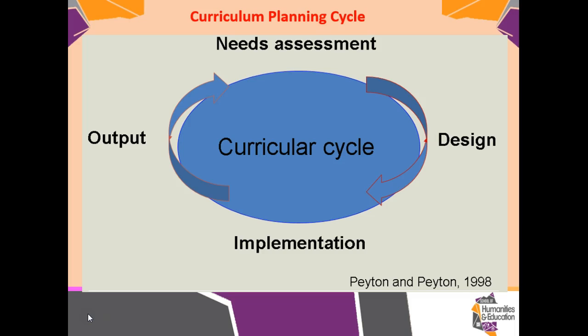In a curriculum planning cycle, there are 4 main things here that we need to look at: needs assessment, design, implementation, and output. From the design, we have the implementation. After the implementation, we have the output. As a result of the output, we take a look at the needs assessment. So it's a cyclic process as we look at this curriculum planning cycle.